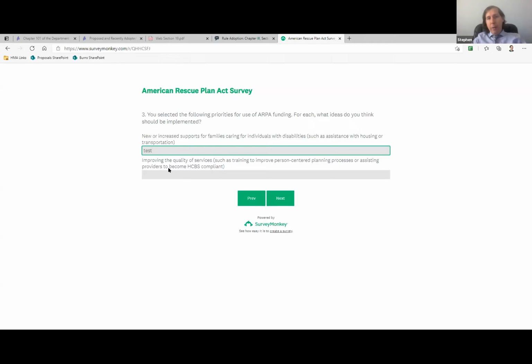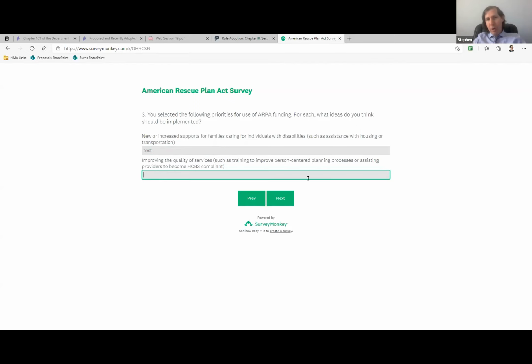And then the same thing is for the second priority that I selected. What would I do or what would you do to improve the quality of services? Again, we've given you some ideas, but we don't want you to limit your thinking to our ideas. The whole purpose of giving you this text box is for you to tell us what you think is important. And although it's only here on a single line, this can accommodate quite a bit of content. So be as verbose as you would like to be. We're looking really for all of your feedback as detailed as possible so that we can formulate the best plan for people with disabilities within the state.